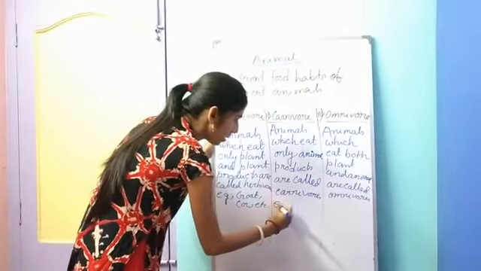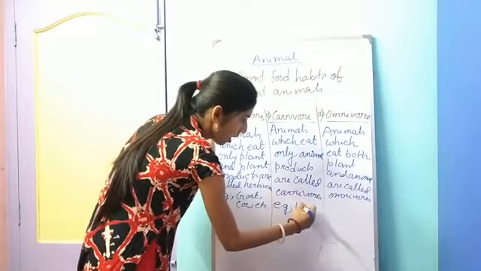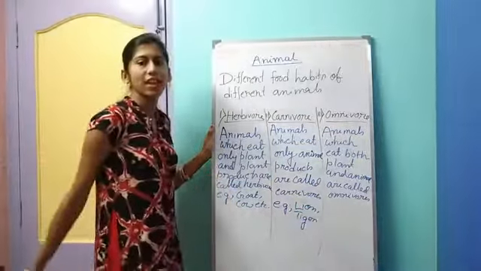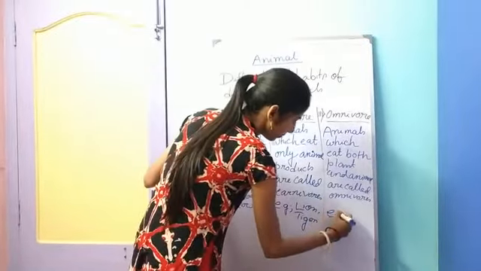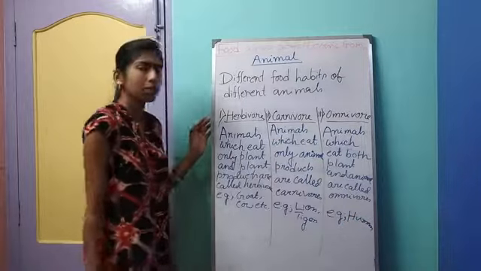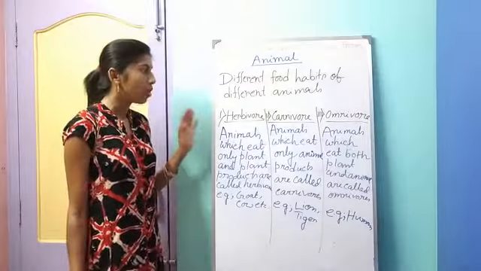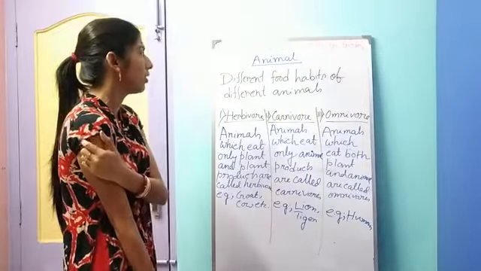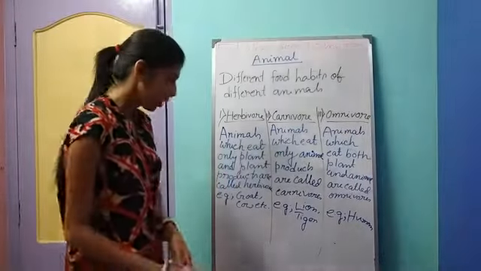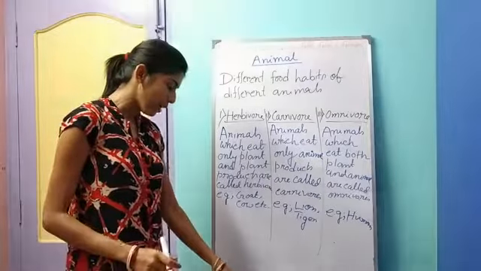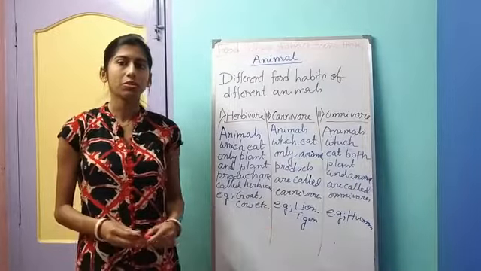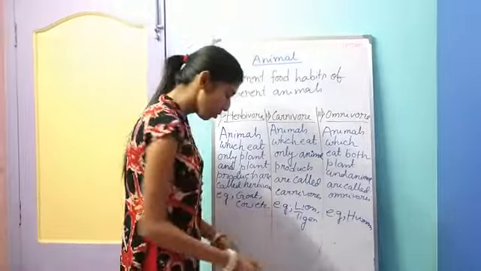So example of carnivore: lion, tiger, right? An example of omnivore: human. We eat both plant and animal. That's why we are omnivores. So according to food habit, we can differentiate animals into these three main groups. Okay. So up to that portion clear? So just write it down in your copy. It will help you.